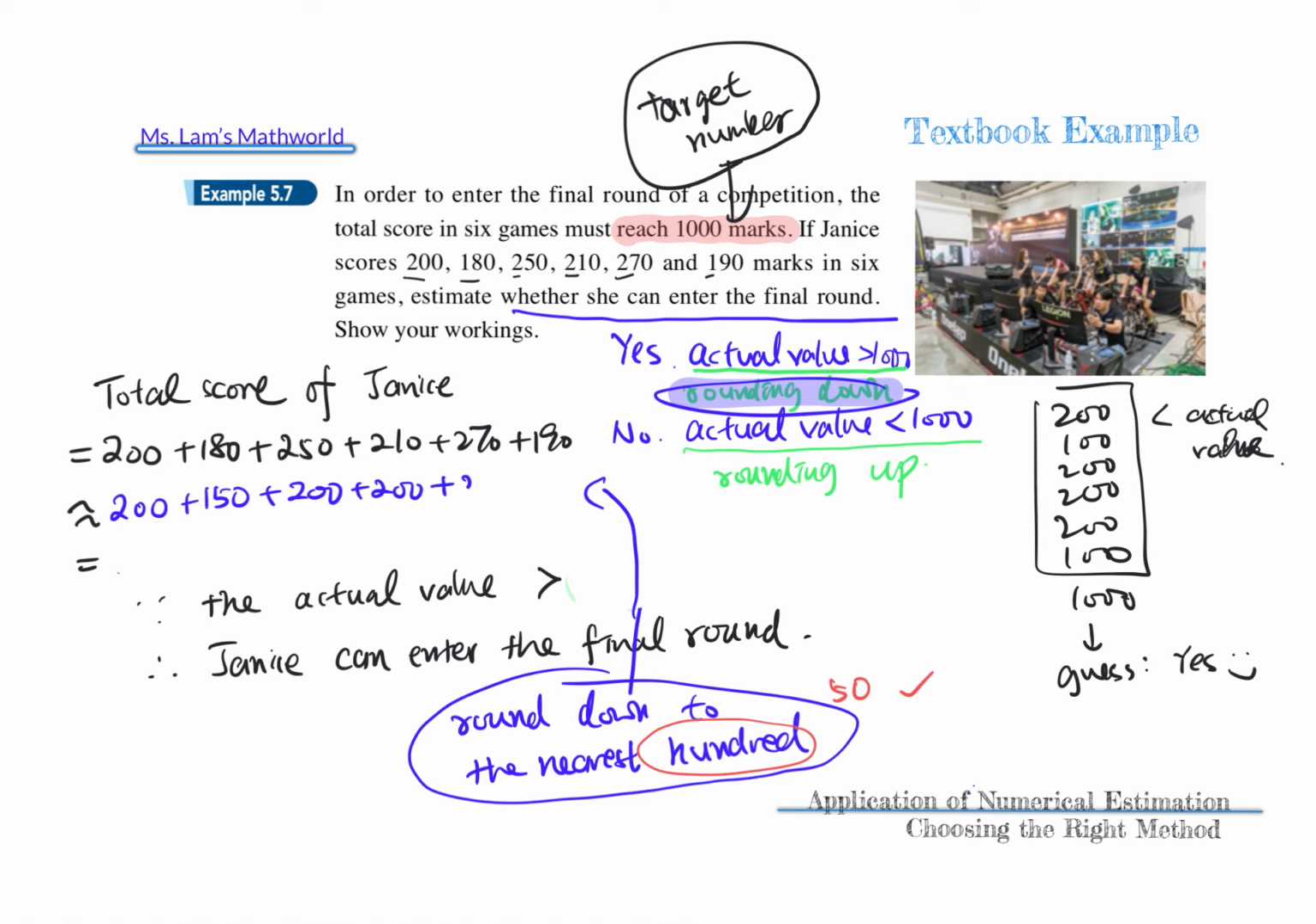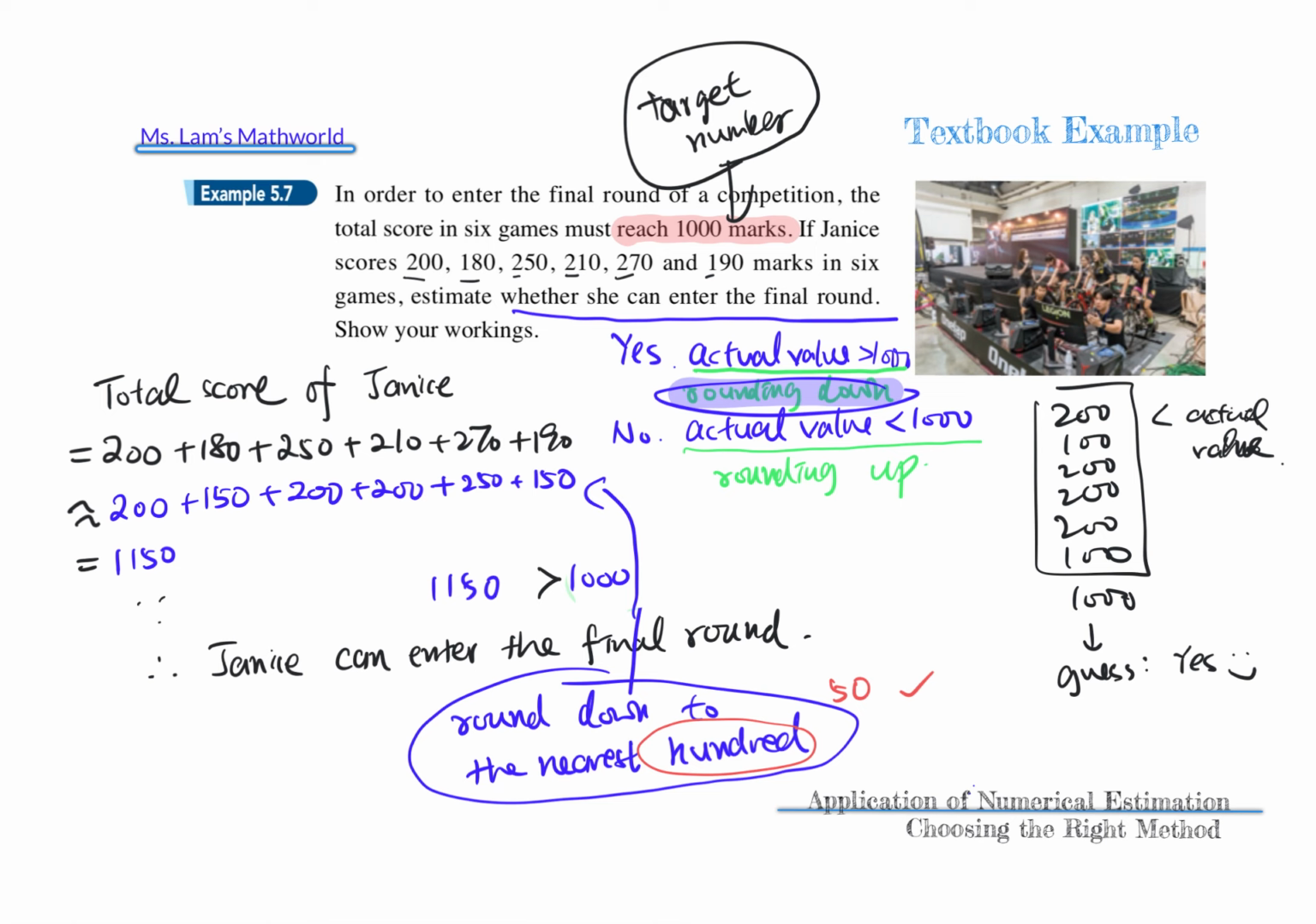So let's check carefully. 250, 150. And then for the addition, you need to be careful, right? 200, 400, 600, 1000, and then 1150. So this time, you may write down even in a simpler way. So which is, since 1150 is greater than 1000, therefore Janice can enter the final round.